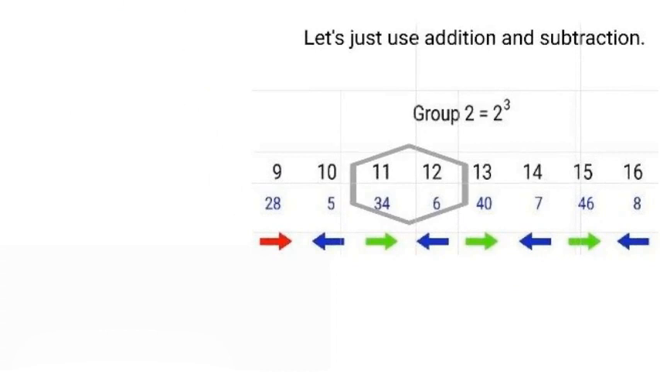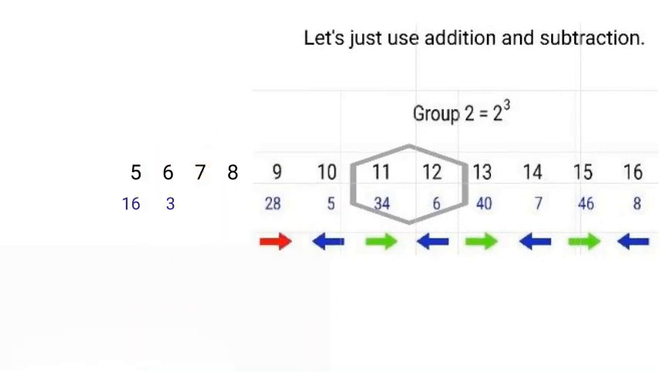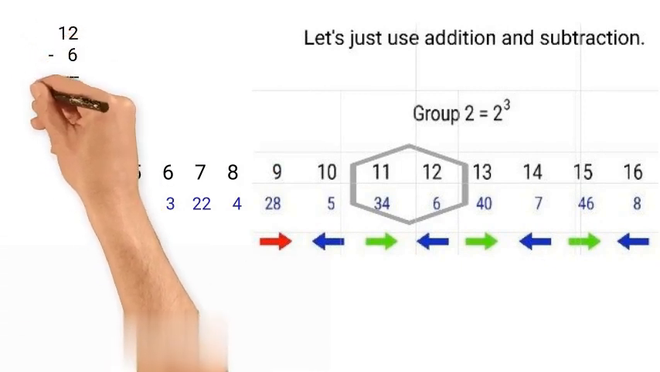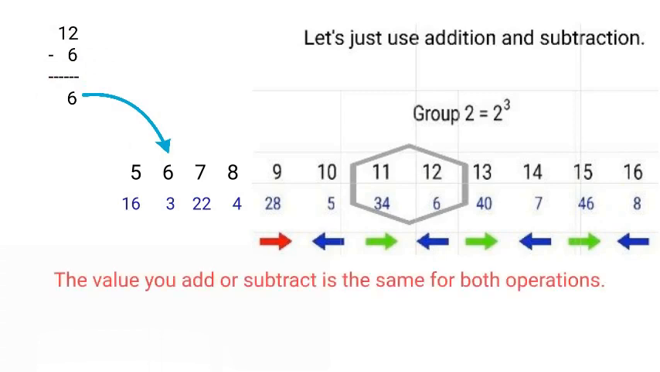Now let's add some numbers from the previous group. This time, starting with number 12, we need to subtract half of its own value. This applies to any pair of numbers. Note that the odd number must be less than the even number. The value you add or subtract is the same for both operations.